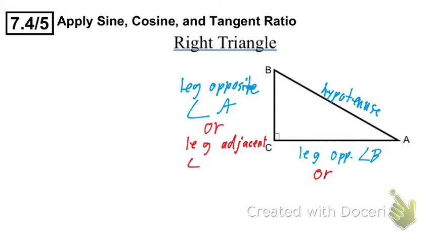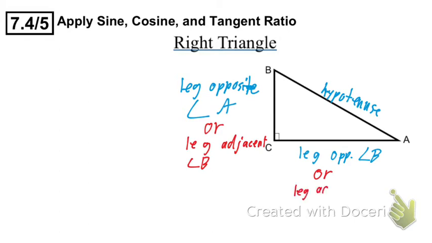No. What would be a way I could help then? Say leg adjacent to angle B. How many legs are adjacent or touching angle B? One, because the other side touching angle B is the hypotenuse. So how many legs are adjacent to angle B? One. What could I call this one over here then? Leg adjacent to angle A.